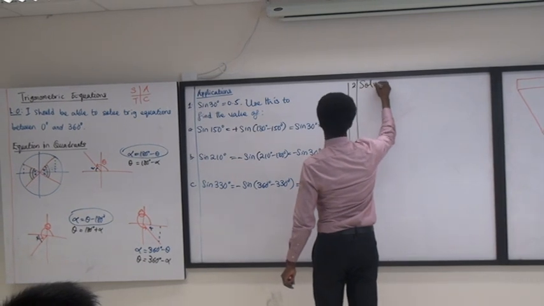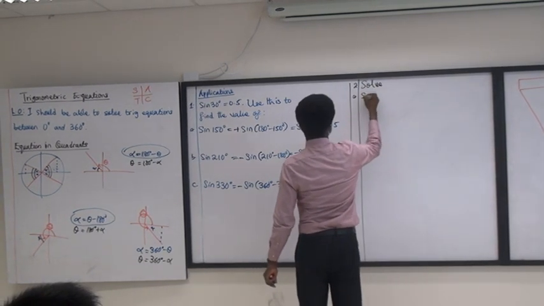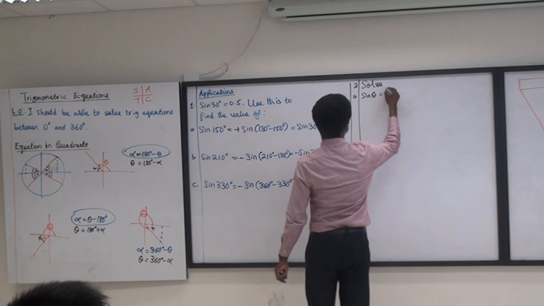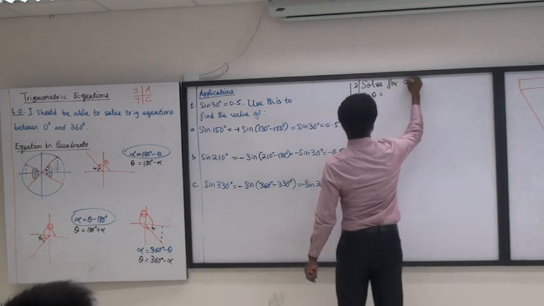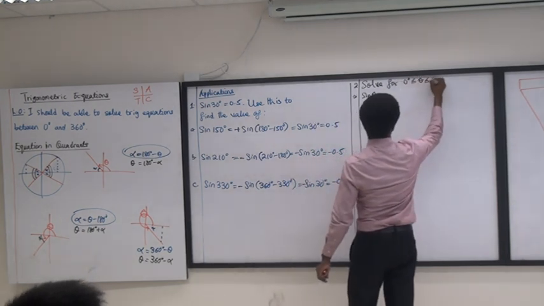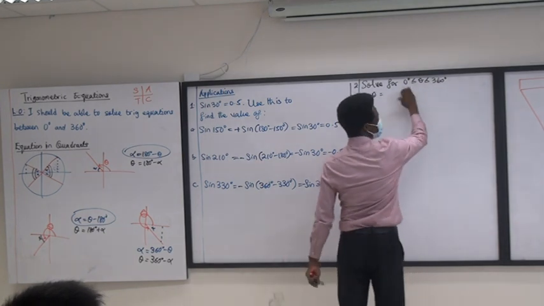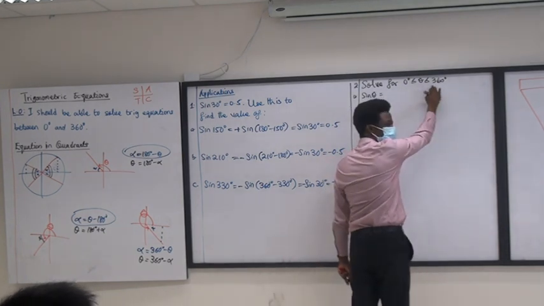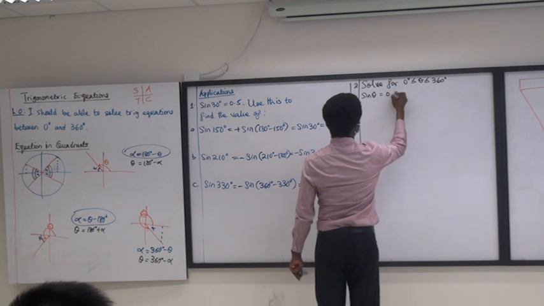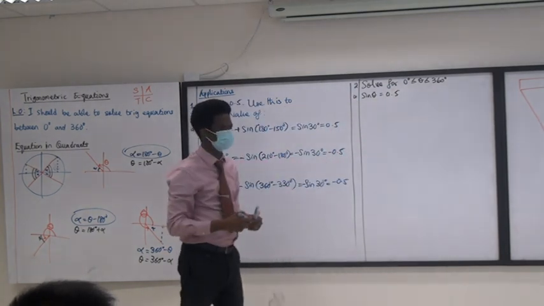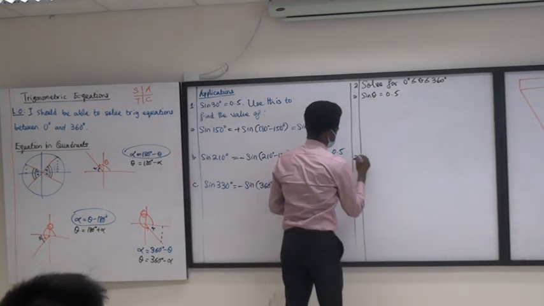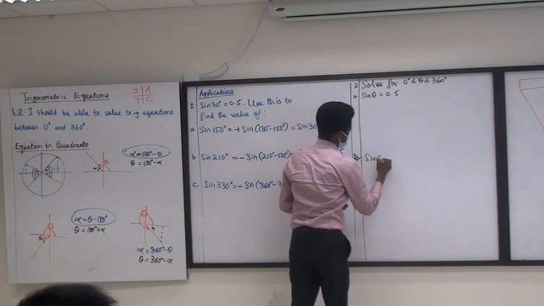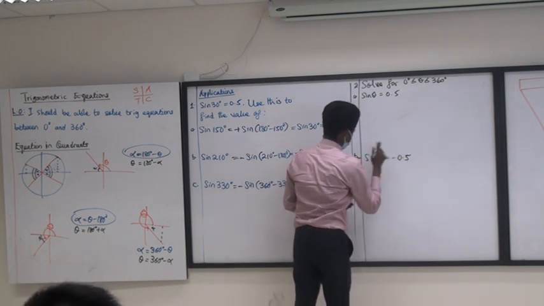Solve. Please don't write. A: sine theta is equal to 0.5, solve for 0 degrees less than or equal to theta less than or equal to 360 degrees. This means the answer is between 0 and 360 degrees. B: sine theta equals negative 0.5.